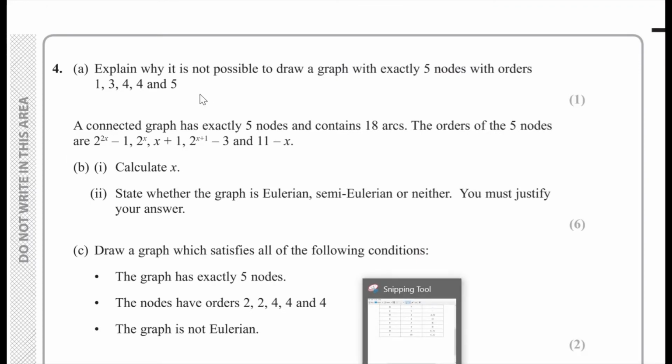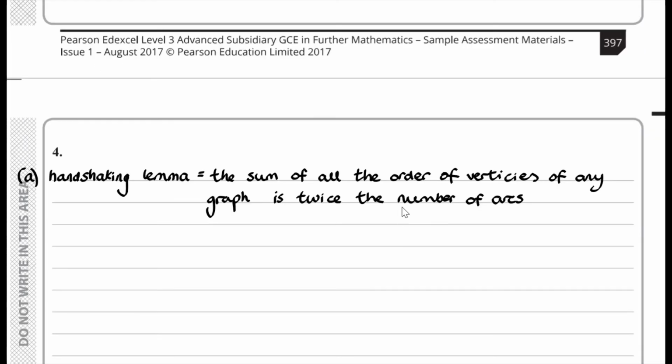Question 4. We have to explain why it's not possible to draw a graph with exactly 5 nodes with order 1, 3, 4, 4, and 5. And to do this question, of course, we would have to make use of the handshaking lemma, in which we know that the sum of all the orders of vertices of any graph is twice the number of arcs. Okay, let's just use that for now. So we've got that definition down of the handshaking lemma.